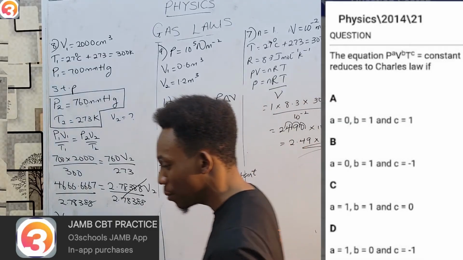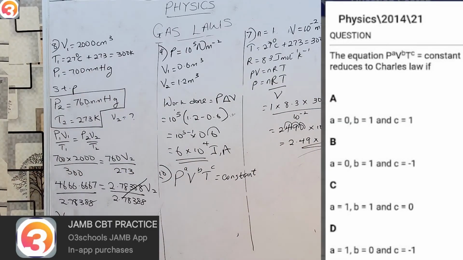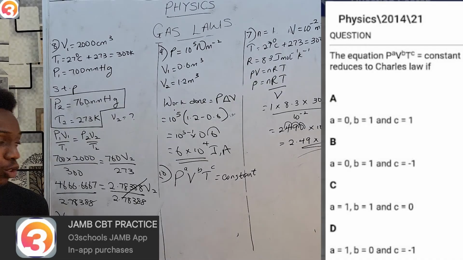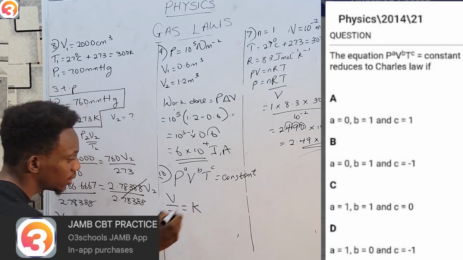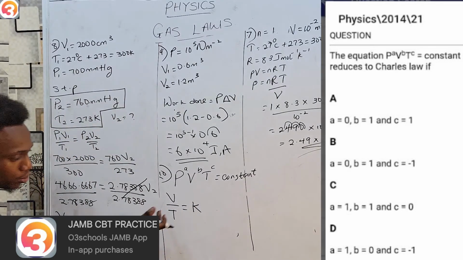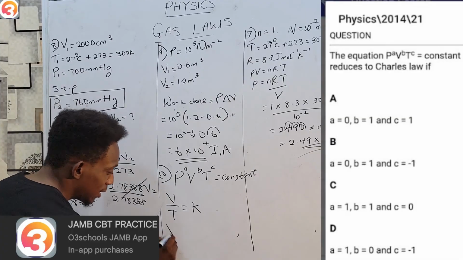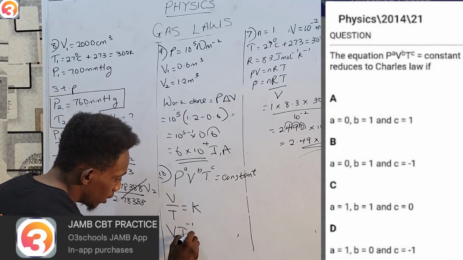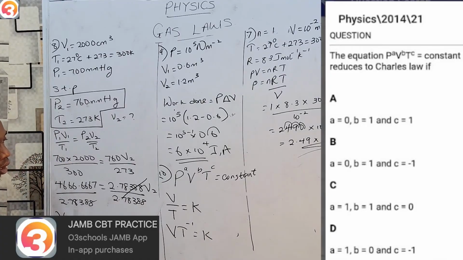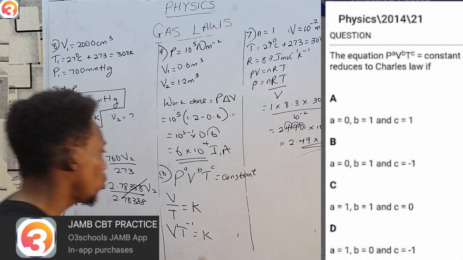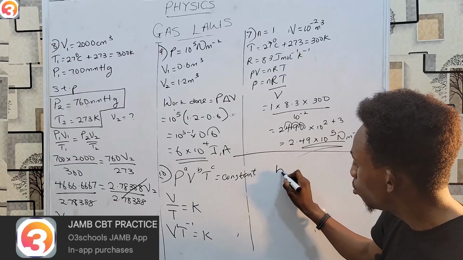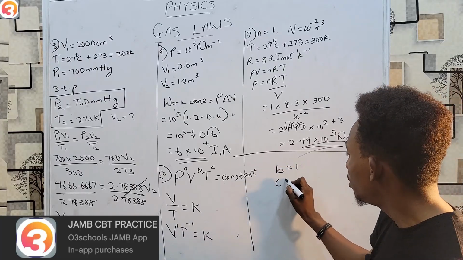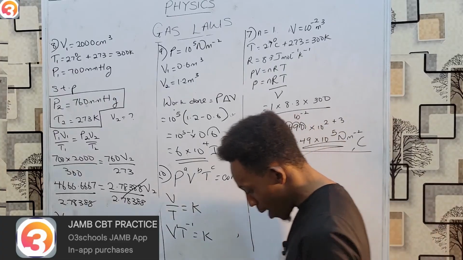reduces to Charles' law if. How can this give me Charles' law? Remember, in Charles' law, how do you get your constant? In Charles' law, V over T equals constant K. If I try to express this in standard form, if my T comes up, that becomes T to the power minus 1, equals K. Therefore, I know my V is positive 1, my T is negative 1. Therefore, my B, which is for volume, must be 1, and C must be minus 1.